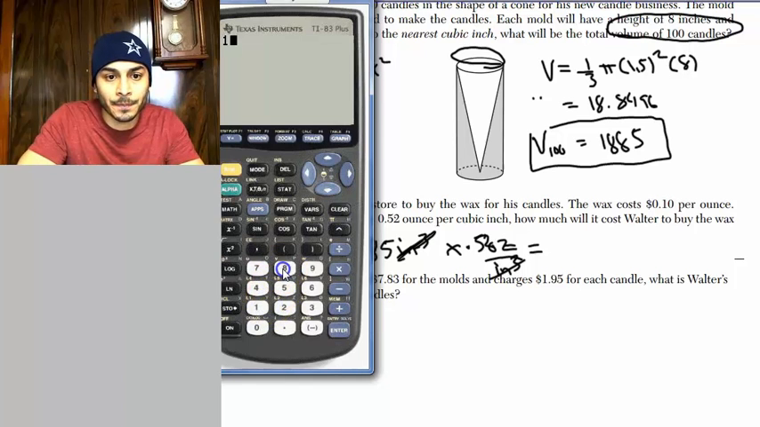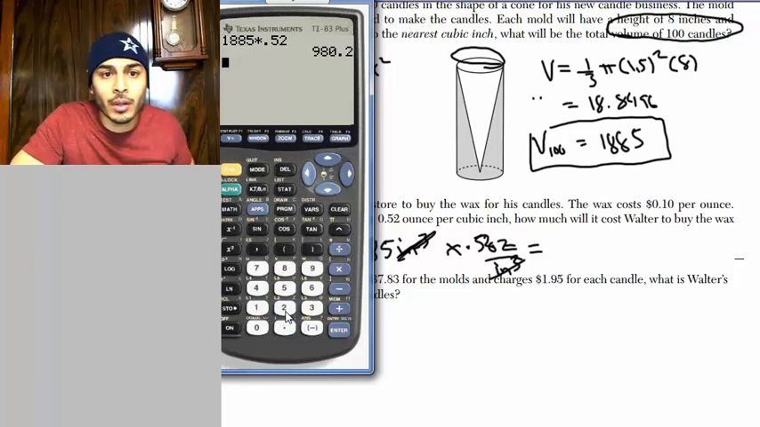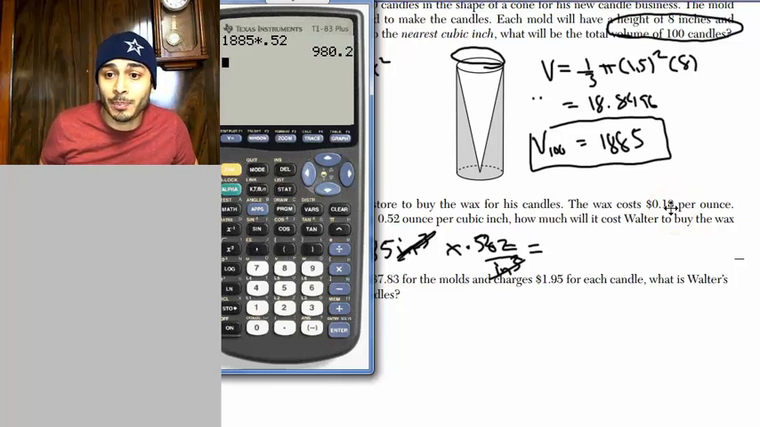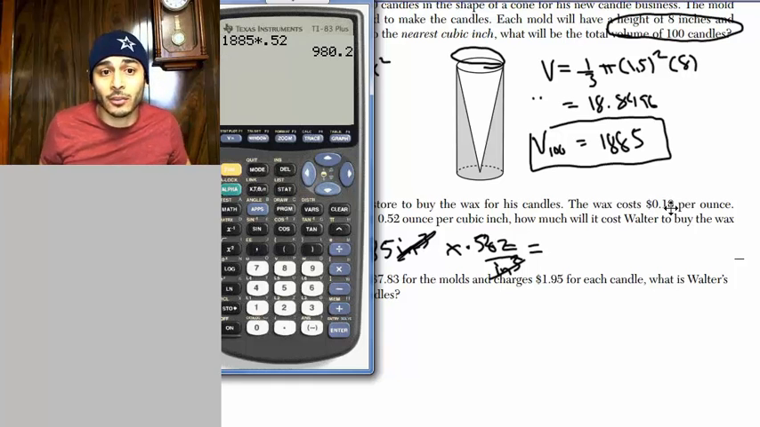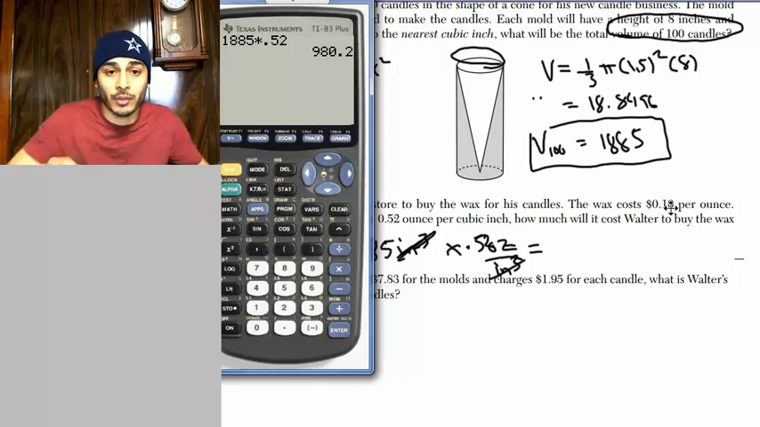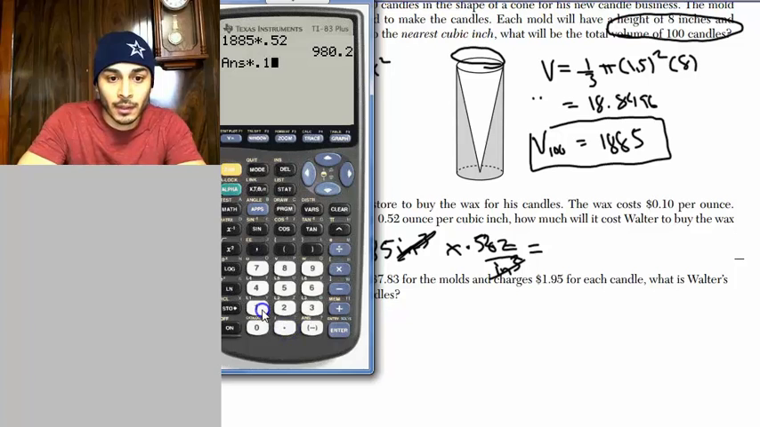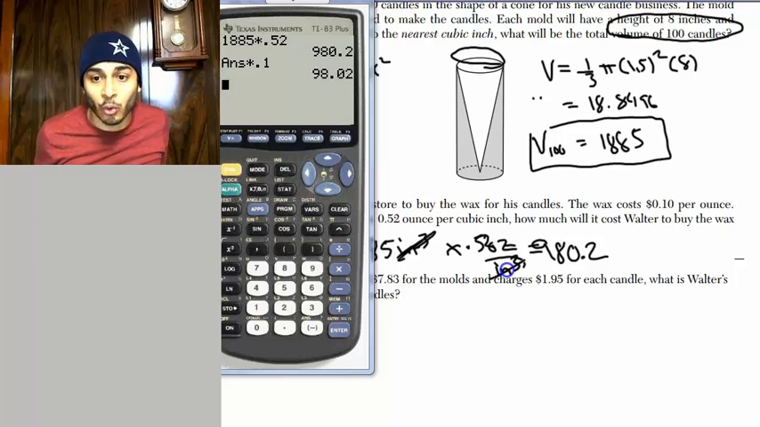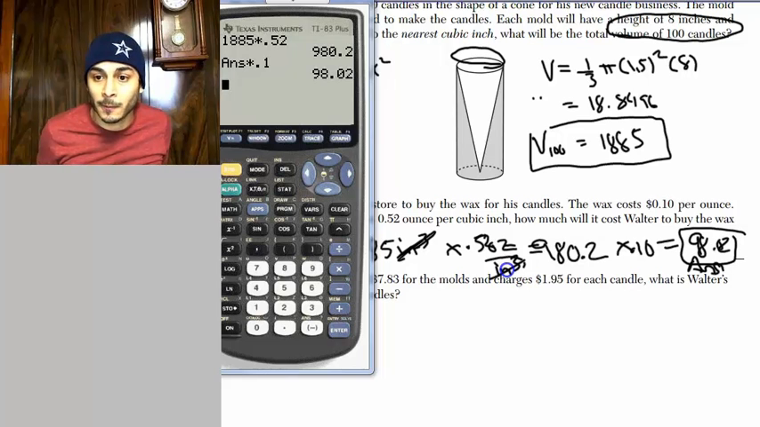1885 times 0.52, I get 980.2. Now the wax costs 0.10 dollars per ounce. To get the total cost, I have to multiply 0.10 by 980.2, and I'm going to get my answer that way. That's going to be 98.02. Let me write some of this down. 980.2 is the total weight, and then I multiplied that by 0.10 to get the cost. That came out to 98.02. So that's the answer for this part.